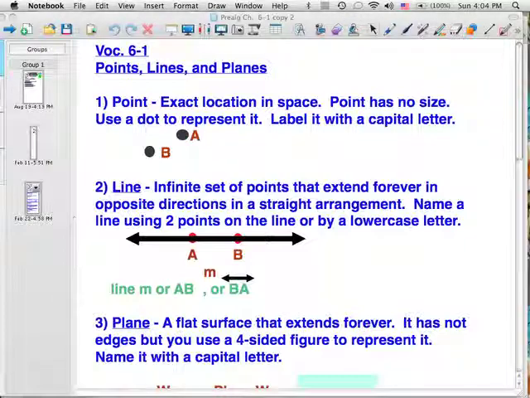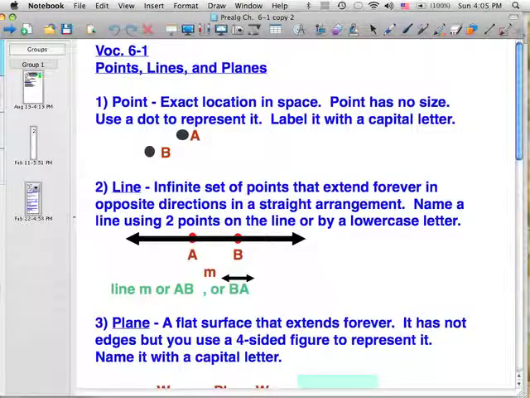A point in geometry is the exact location in space. It has no size, and we use a dot to represent it and label it with a capital letter. So this is point A, and this is point B.